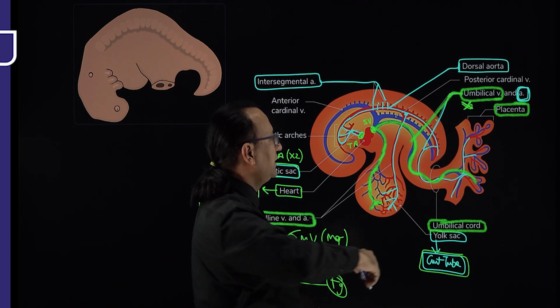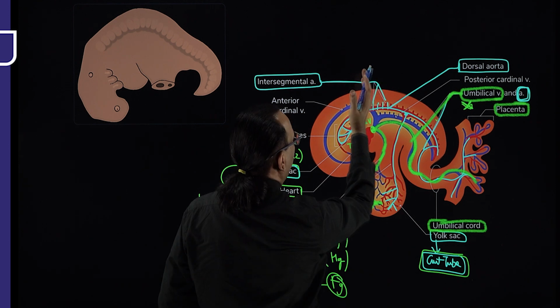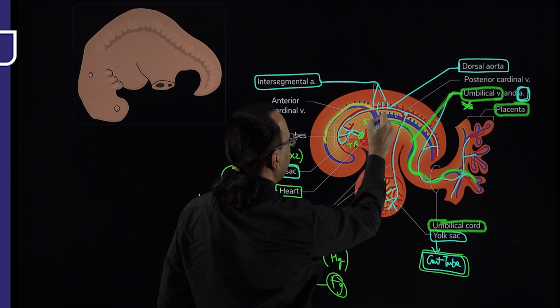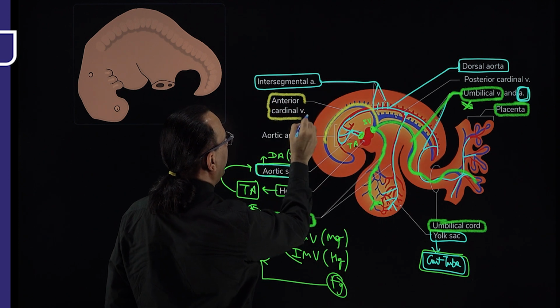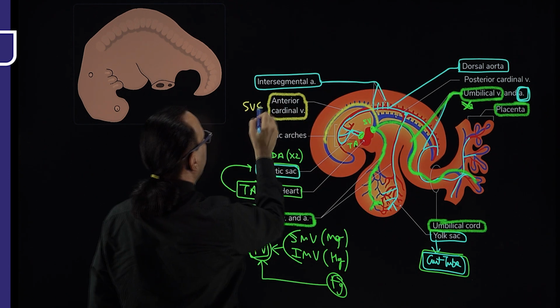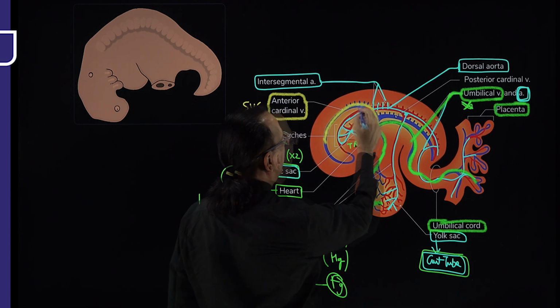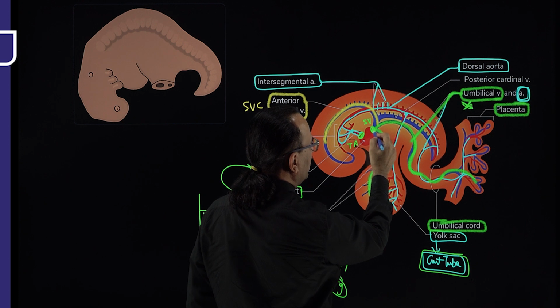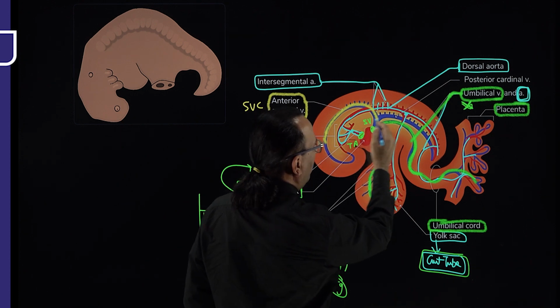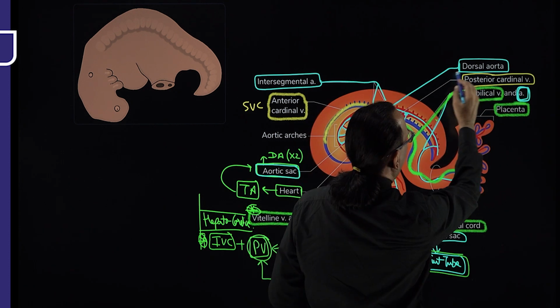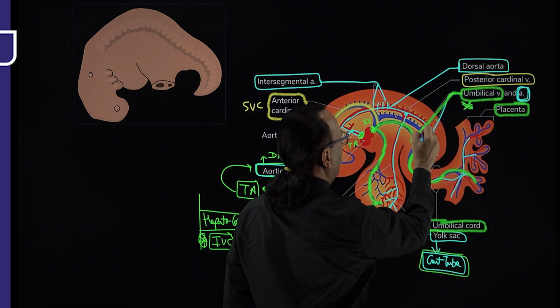So as you see, this is the boundary line, and above the boundary line we have the anterior cardinal vein. This anterior cardinal vein later forms the superior vena cava in the adult, draining the body above the diaphragm, but embryologically the anterior cardinal vein was draining into the sinus venosus for the upper body, whereas for the lower body we have the posterior cardinal vein, draining the body below the diaphragm.